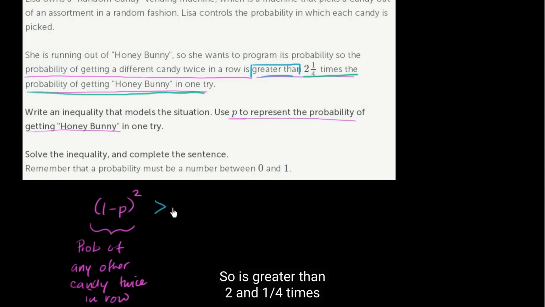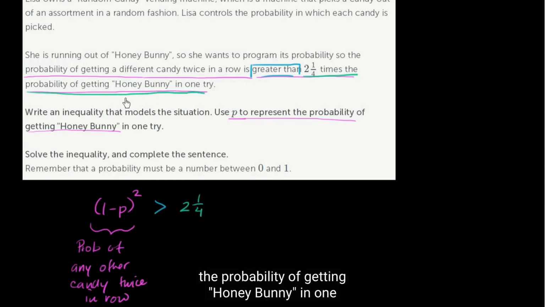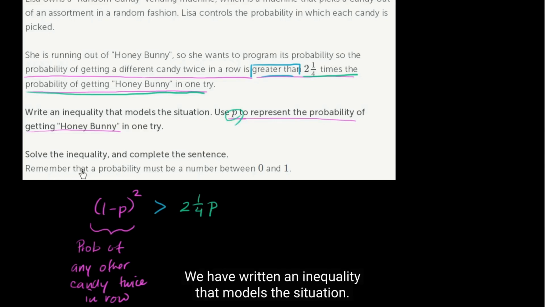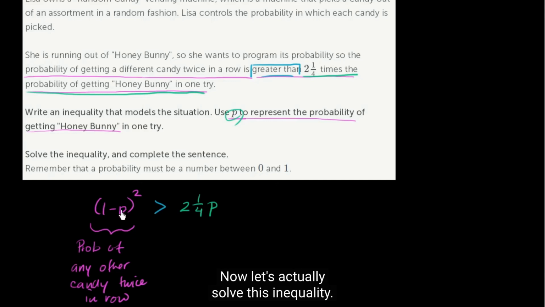So it is greater than 2 1/4 times the probability of getting honey bunny in one try. Well, that is P times P. So we have just set up the first part. We have written an inequality that models the situation. Now let's actually solve this inequality.